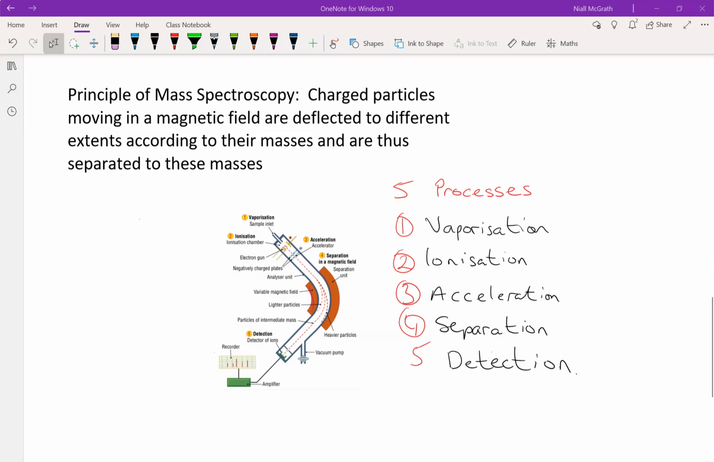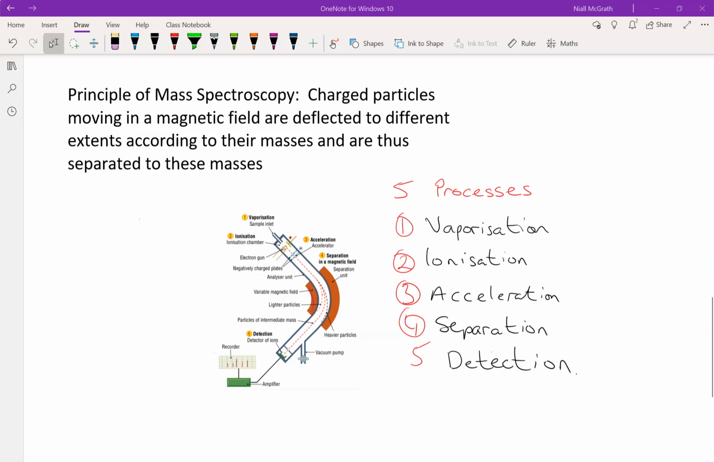So we'll talk about the principle of mass spectroscopy first, and that is that charged particles, which we now know are called ions, moving in a magnetic field are deflected to different extents according to their masses and are thus separated according to these masses. So that's the principle of mass spectroscopy that you must learn.